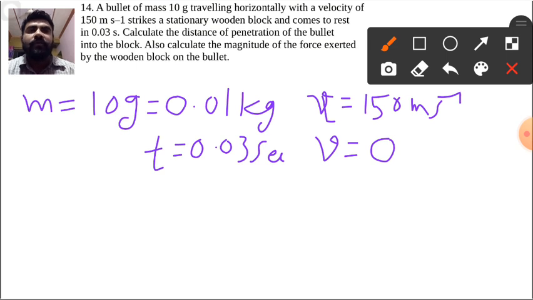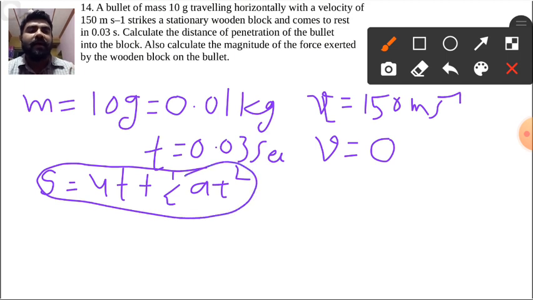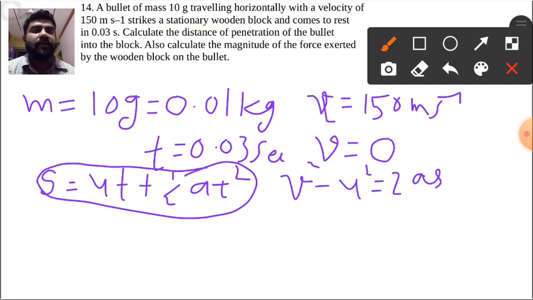See, in the first equation we don't have any distance; the second equation has distance, so we can use that. So s is equal to ut plus half at square, right? From this we can find distance, but we don't have acceleration, so we can't use this formula. So the third equation of motion, v square minus u square is equal to 2as, right?